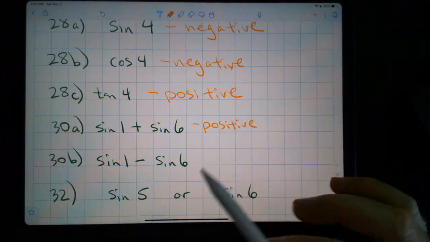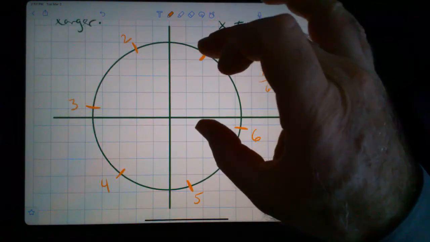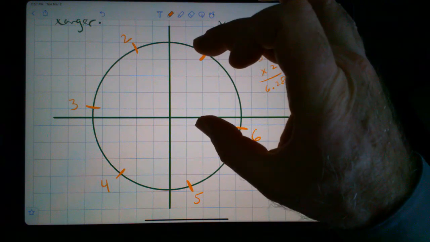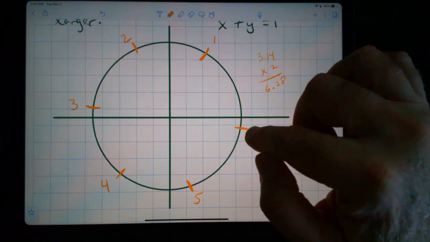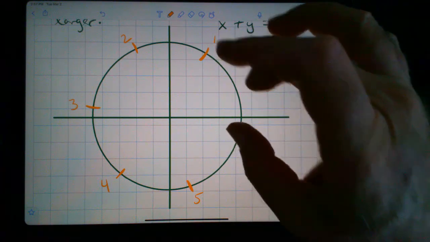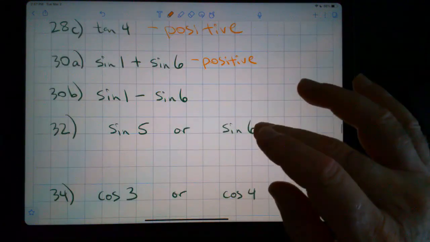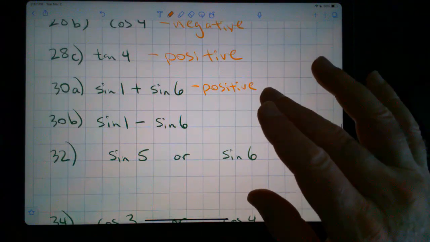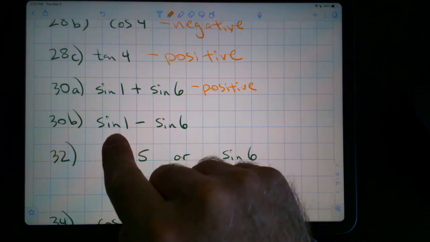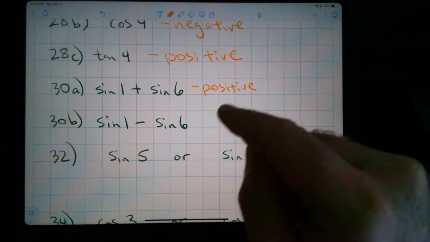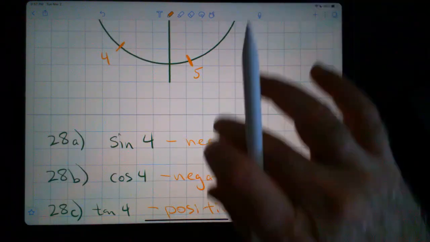How about sine of 1 minus sine of 6? So sine of 1 is this much height. Taking away this little bit of negative, you're going to have a positive number. Sine of 1 minus sine of 6 is the same thing as sine of 1 plus minus sine of 6. You'll get a positive value.